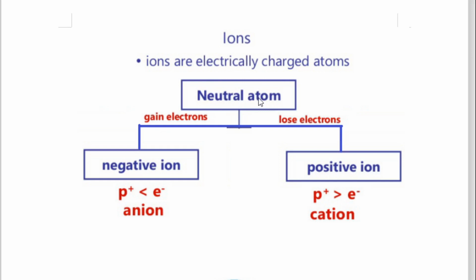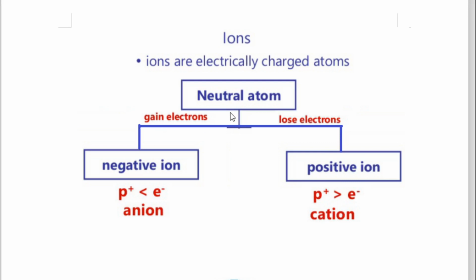An atom is neutral. So when any neutral atom loses the electron, see on the right hand side, it means the total negative charge will decrease, and that is called an increase in the positive charge. The positive charge is greater than the negative charge of the electron, so here P plus is greater, and this is called a positive ion, and it is called a cation, because it lost the electron.